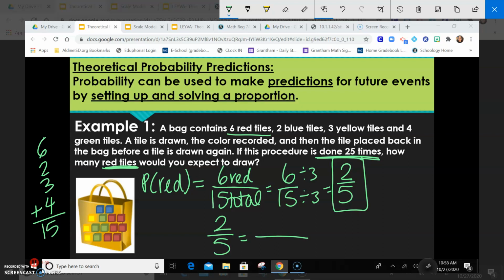So 25 is basically considered a total. So where do I typically put totals for probability? Well, as the denominator. So I'm going to put that 25 down as my denominator. And so my numerator should be x. That's what I'm trying to figure out right now. Remember, with proportions, you have several different ways that you can solve them. For this one, I noticed that I can get across from 5 to 25. So from 5 to 25, I can just multiply times 5. Remember, whatever you do to the bottom, you also do to the top. So in order for me to find out how many times I should be able to get red, I just need to multiply 2 times 5, which gives me x equals 10.